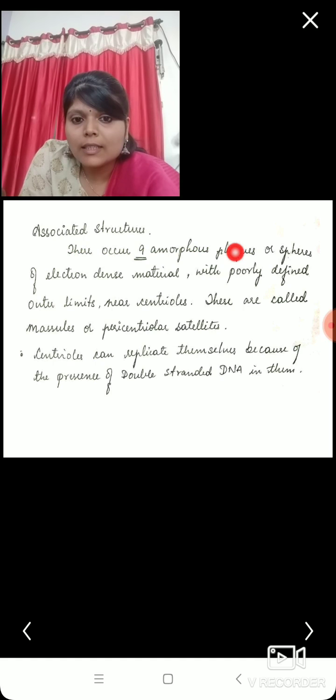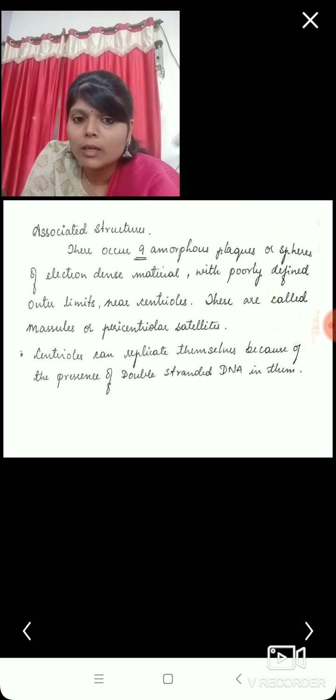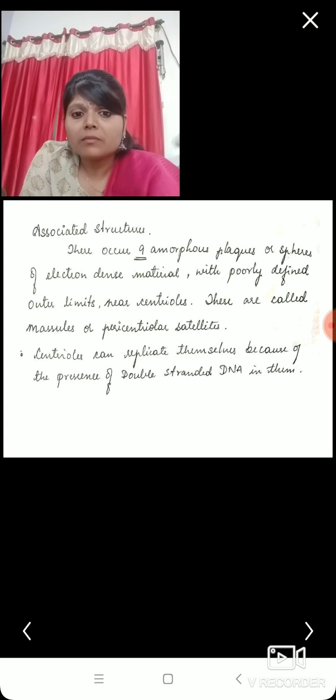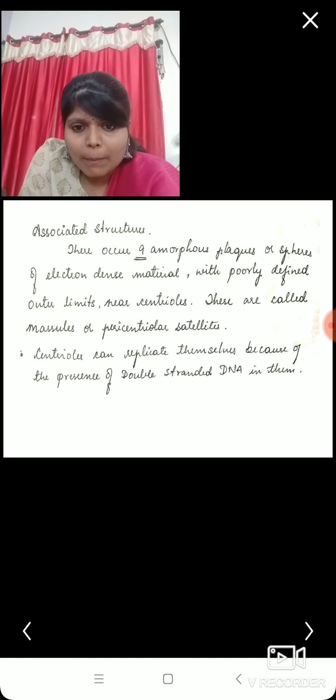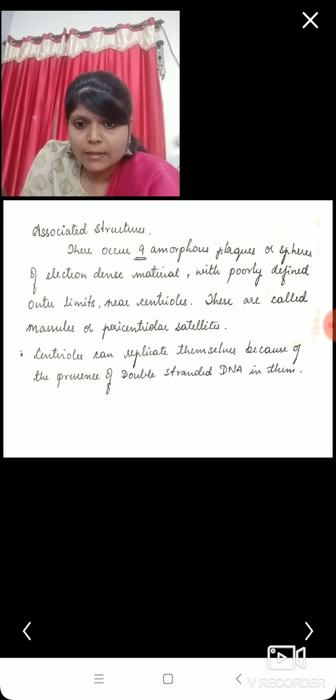Associated structures occur in the amorphous plaques or the spheres of electron-dense material with poorly defined outer limits near centrioles. So they are near the centrioles. There are a few structures which are associated with the centrioles. These are called maculae, or pericentriolar satellites.